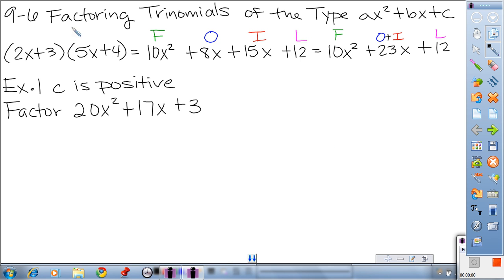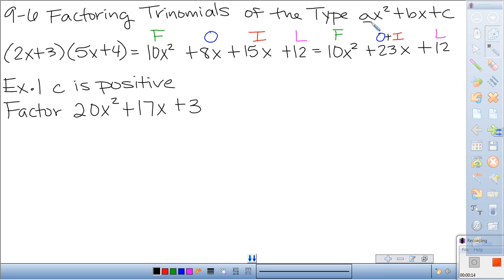This is 9-6, factoring trinomials of the type ax squared plus bx plus c. In 9-5, we factored trinomials of the type x squared plus bx plus c. So the only difference here is that now we have this coefficient in front of our x squared term. First I want to look at, again, we're going backwards, which is the same thing we did in 9-5. We're going backwards from having our trinomial and factoring it into two binomials.